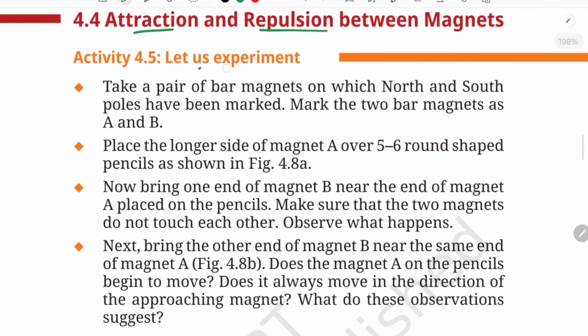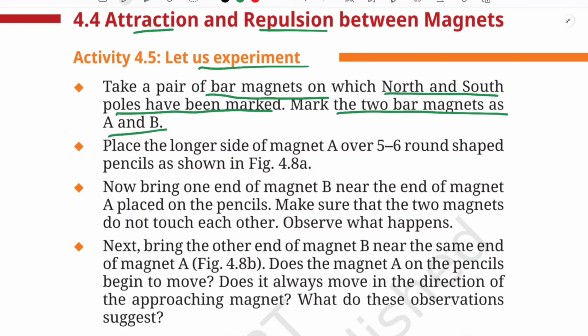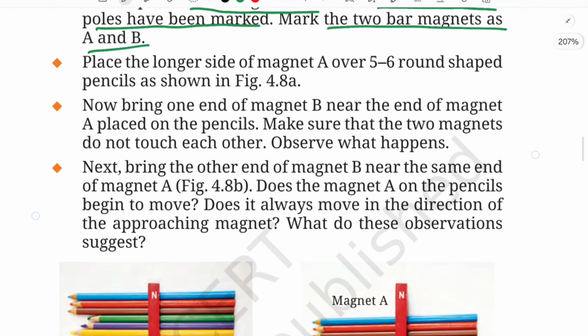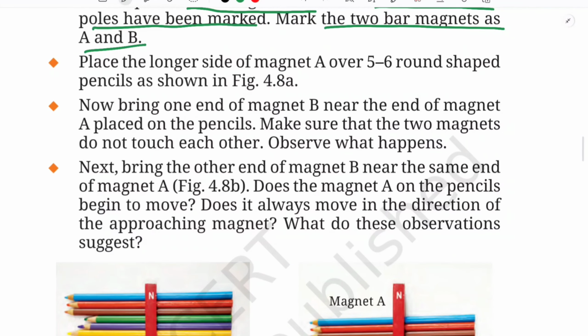So now let us experiment. Take a pair of bar magnets on which north and south poles have been marked. Mark the two bar magnets as A and B. We will go through the image and try to understand. Place the longer side of the magnet A over 5-6 round pencils as shown in figure 4.8. You have to place the longer side of the magnet A on some 5 to 6 round pencils, just like what is shown here in this image.